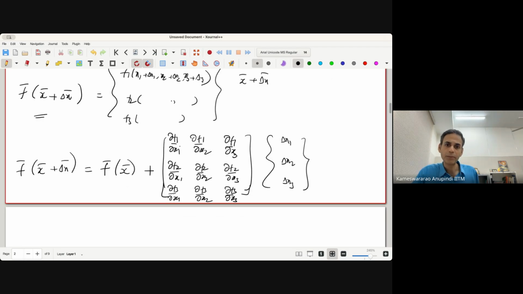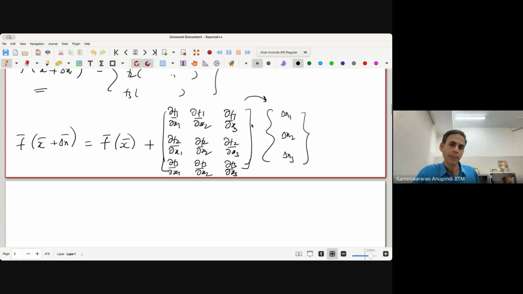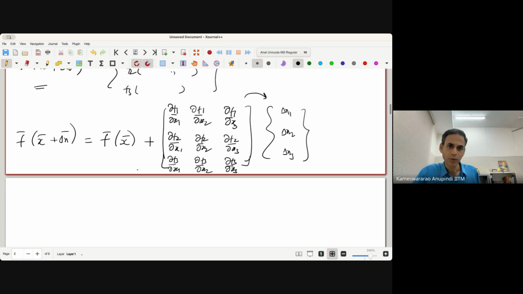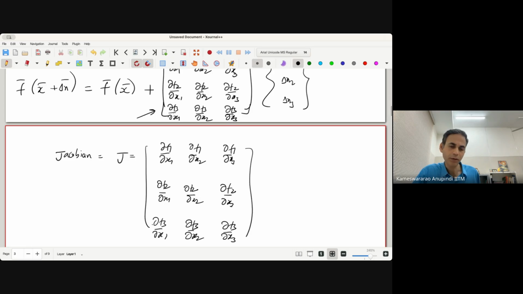So when you multiply this matrix with this vector, we're going to get the same values as I have on the right hand side here, so we all agree. That means I can now denote this matrix as the Jacobian, J, which is partial f1 by partial x1, partial f1 by partial x2, partial f1 by partial x3, then partial f2 by partial x1, x2, x3, and then partial f3 by partial x1, x2, x3. So that's what we have. That is the Jacobian.